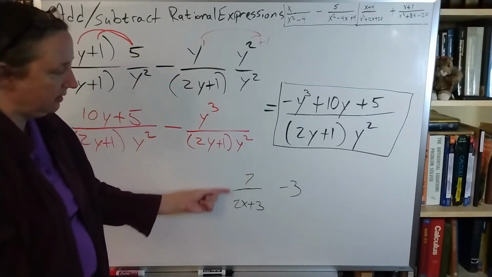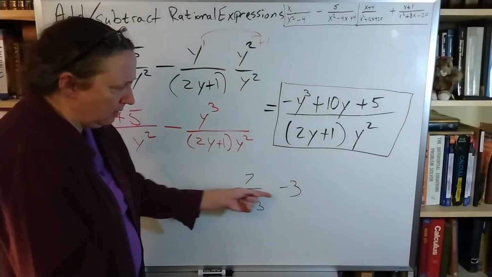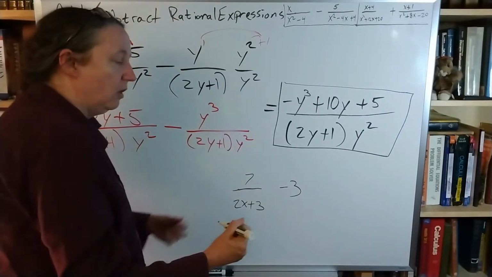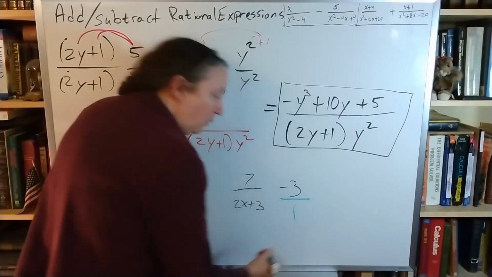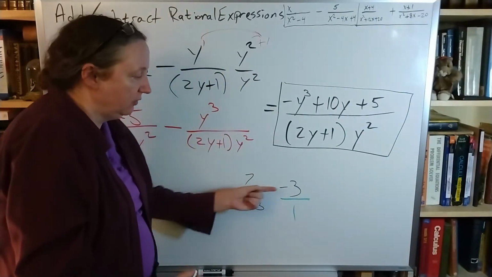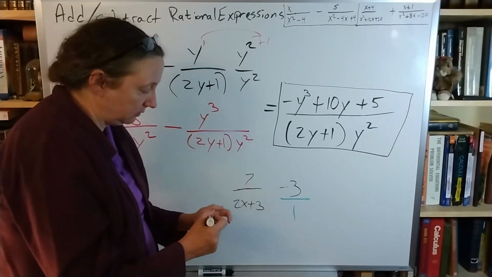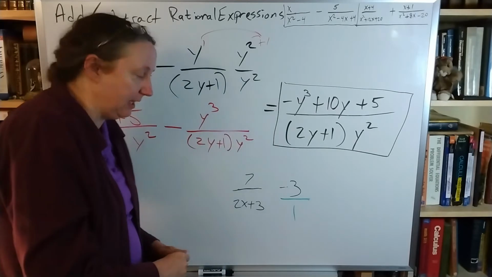I see the 2x plus 3 here on the bottom, but on the bottom here, there's nothing. Remember, you're allowed to divide any number by 1, and it does not change it. So 3 divided by 1 is still 3. So now I have a fraction. Now I can find a common denominator.